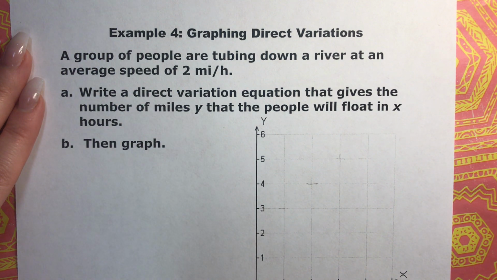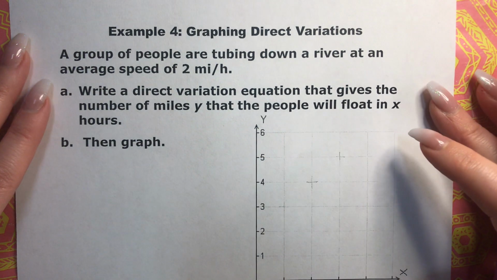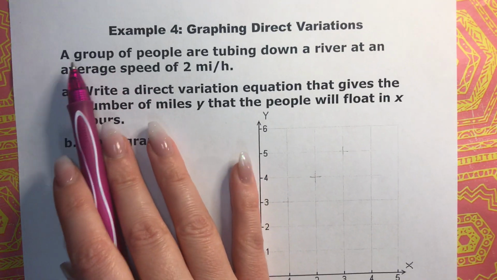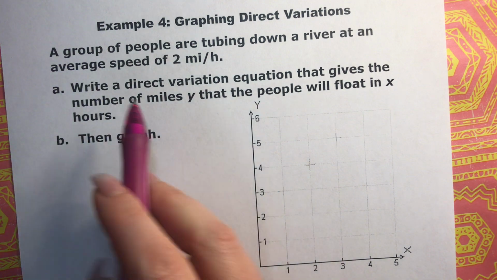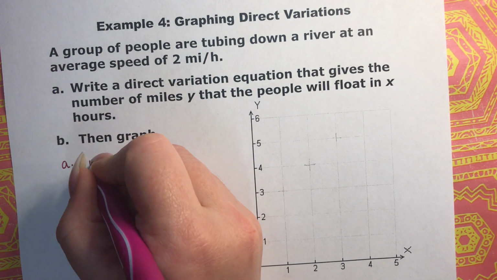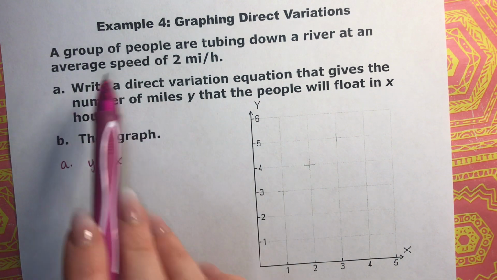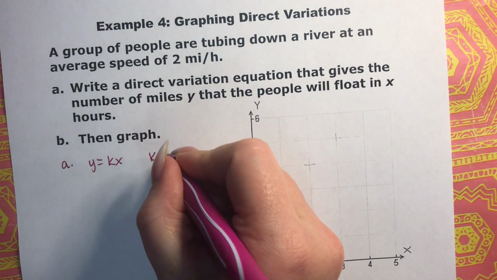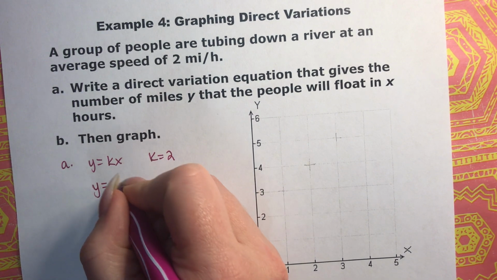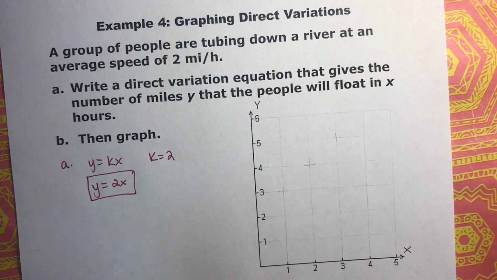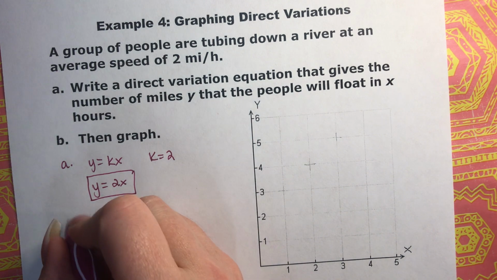Okay, perfect. So I want to just go ahead and say, okay, this is the average speed, right? We know we're doing a direct variation, right? So it's going to be y equals kx. So then we just need to determine what is k. Well, k is the average speed. So k is equal to 2. So our equation is just y equals 2x. That is our direct variation equation. All right, boom, that's it. Now let's go ahead and graph.